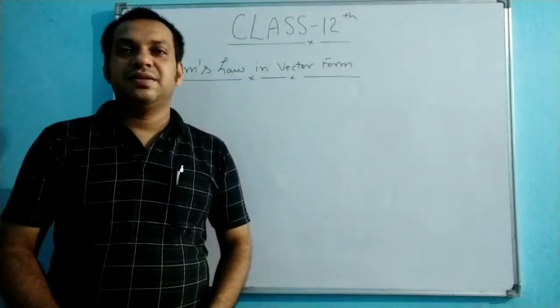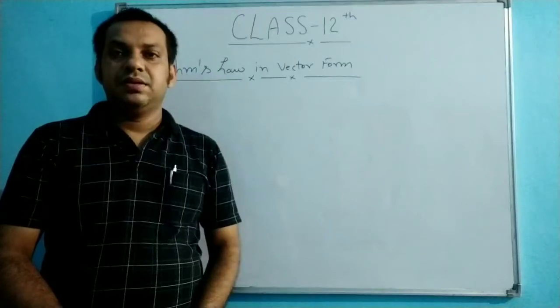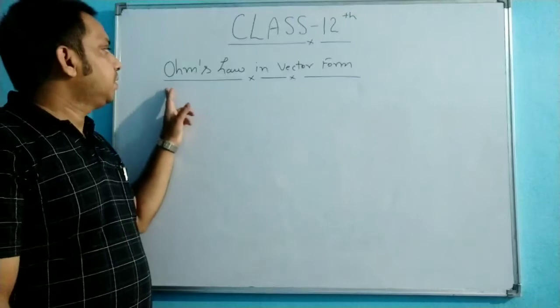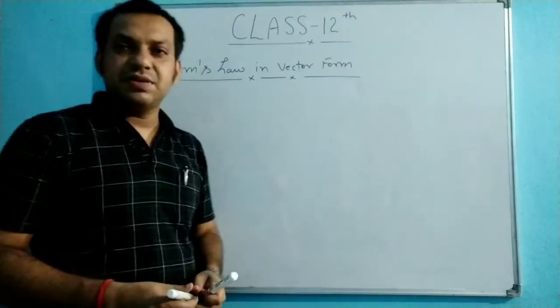Welcome back class. In the previous video we discussed Ohm's law, which is derived with the help of the drift velocity concept. Today we are going to write Ohm's law in vector form. So what is the outcome of the previous derivation?